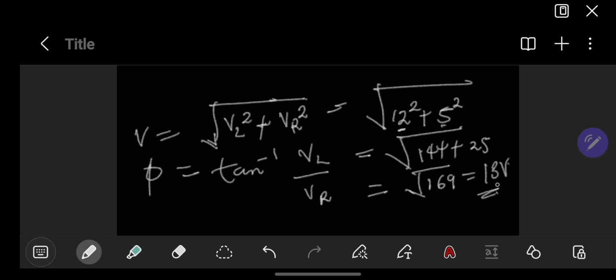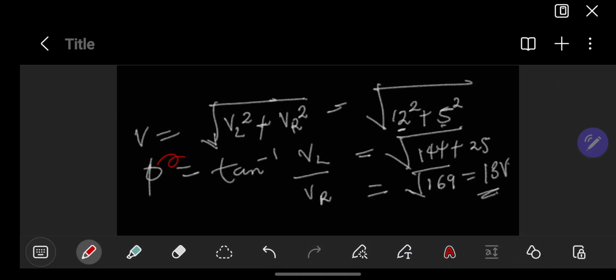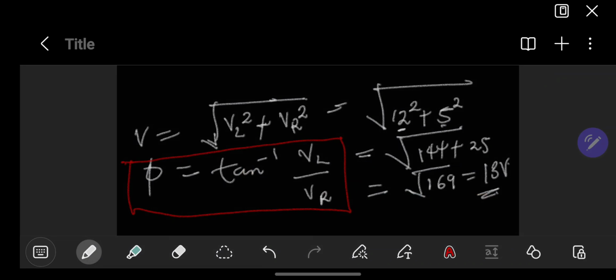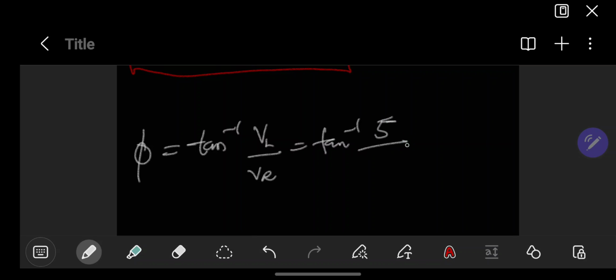13 volts. Okay, all right, so don't forget, we have this here, we have this. Okay, so we're going to bring it out. We'll say the phase angle, which is the second part of the question, equals tan inverse of VL all over VR. So our inverse is what? That will be 5. Our VL is 5 volts all over 12.